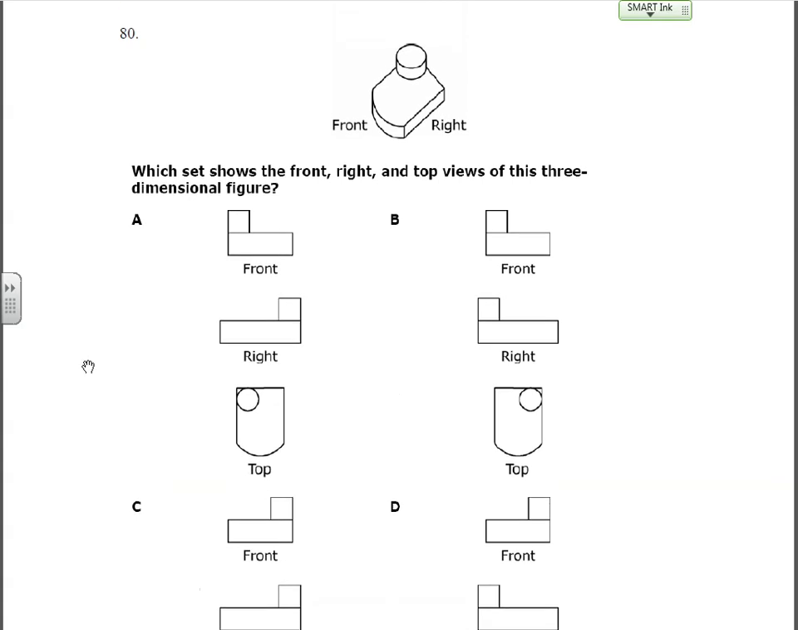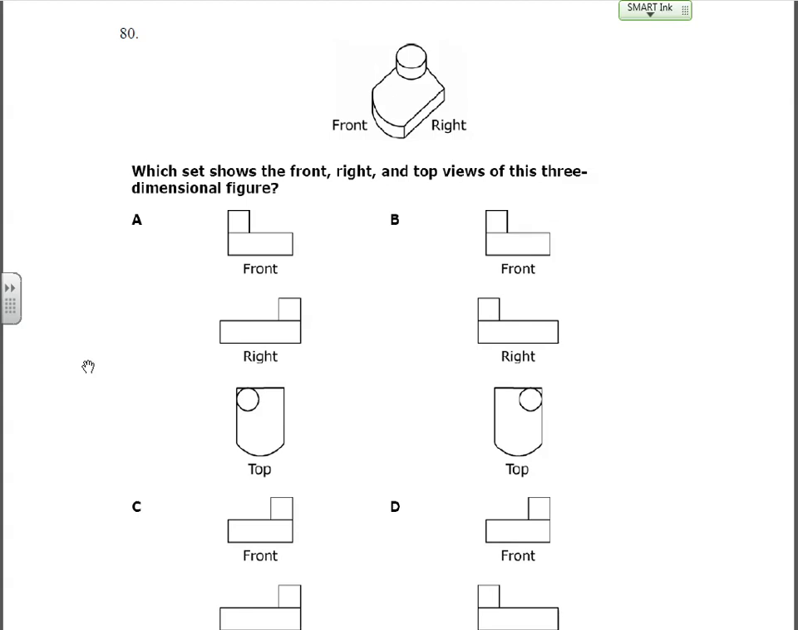So 80 says, which set shows the front, right, and top views of this three-dimensional figure? This is kind of like drawing the net of the figures for surface area, also kind of the polynomial questions. How do you visualize where things fit? If you take this object, which is a not quite rectangular prism with a cylinder up on top, and set it in front of you and look at it from the front, what's it going to look like?